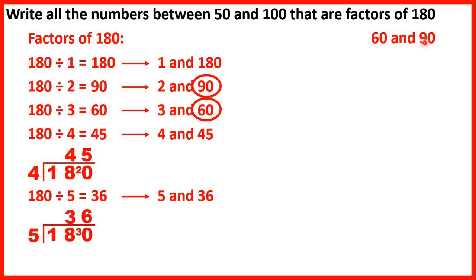So 60 and 90 are numbers between 50 and 100, and they're factors of 180, because 180 is in the 60 times table, that's 3 times 60, and in the 90 times table, that's 2 times 90.